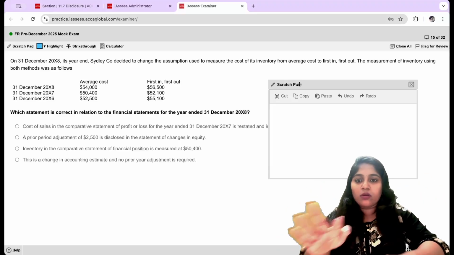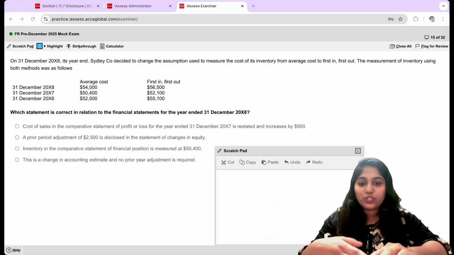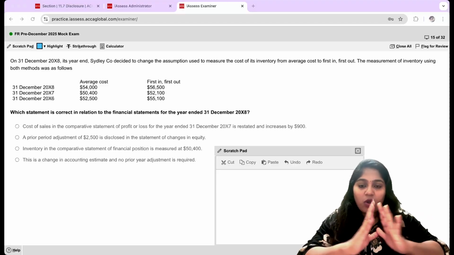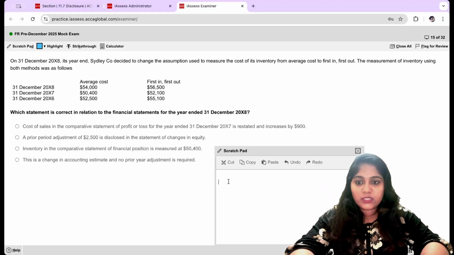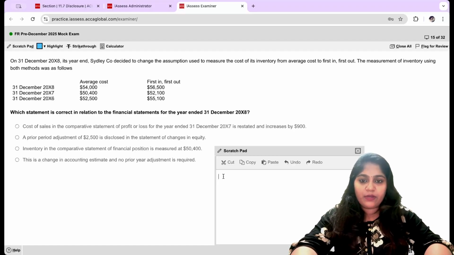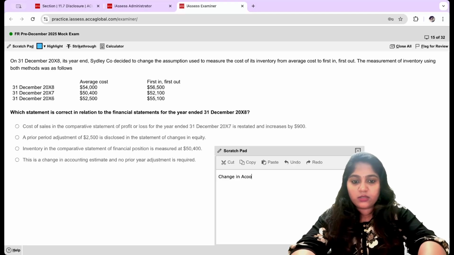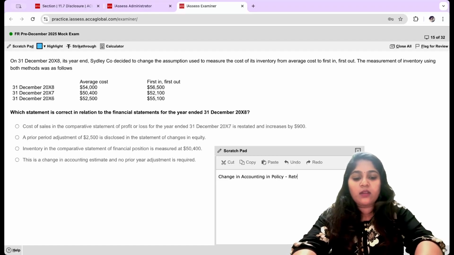So because of this, there could be changes happening in cost of sales. Okay. So what are they asking? Which statement is correct in relation to the financial statements for the year ended 31st December X8? See, all I need to know is what is the actual effect on this part. Look at this. The question is for 31st December X8. Okay. What do you think would have happened? This is a change in accounting policy, not an estimate. Accounting policy, where I have to go ahead and apply retrospective effect.